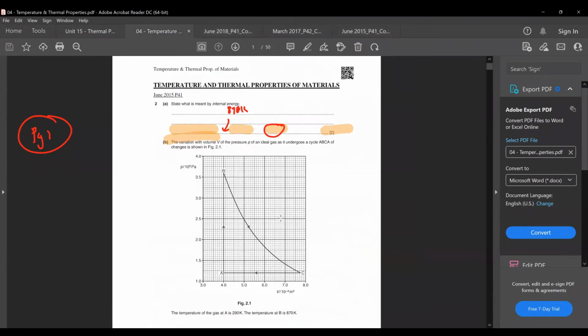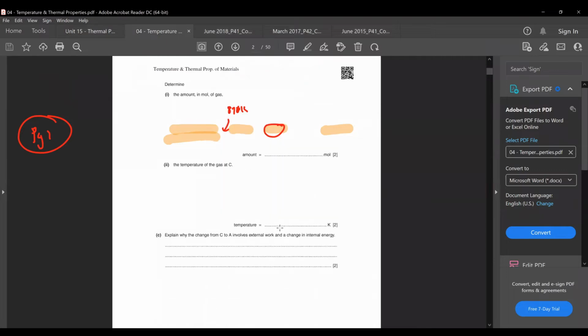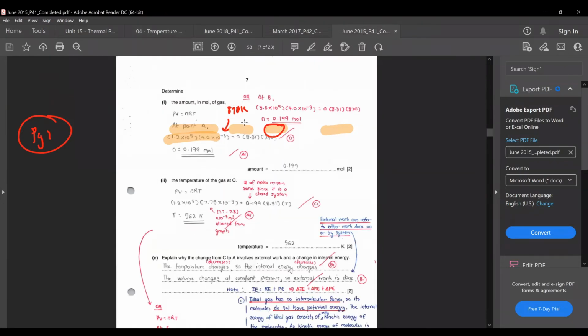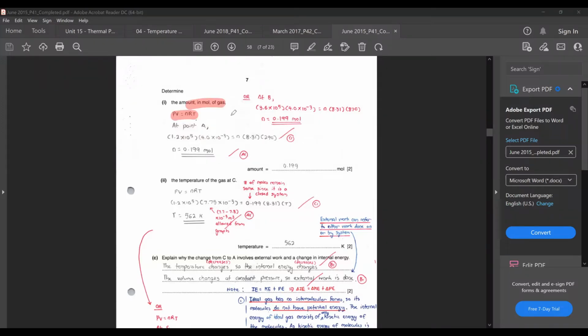Do you have the first few questions? Yes, you have. So we have part 1 and part 2 in your worksheet. They ask you to determine the amount in mole of the gas. This one you can still use PV equals nRT following what you've learned in chemistry. You can use point A or point B because you have the information for both. It doesn't matter which one you use.